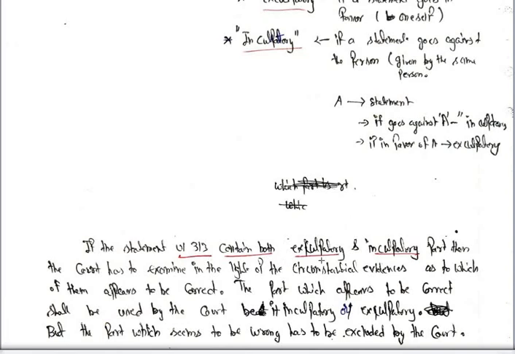So write down: if the statement under Section 313 CrPC contains both exculpatory and inculpatory parts, then the court has to examine, in the light of the circumstantial evidences, as to which of them appears to be correct. The part which appears to be correct shall be used by the court, be it inculpatory or exculpatory. But the part which seems to be wrong has to be excluded by the court.